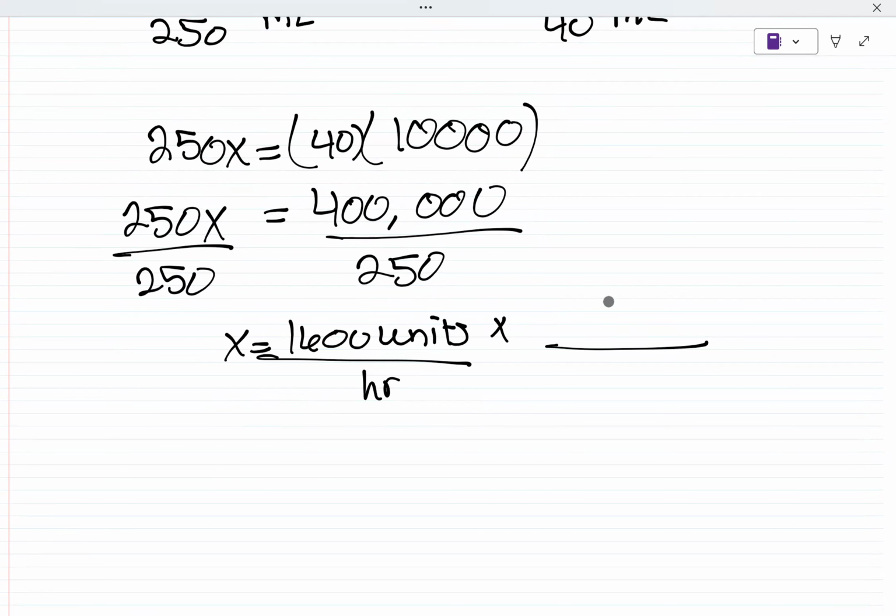And then we want to get rid of the hour. So we're infusing it for every 4 hours. And as you can see, that disappears. So you're left with 1,600 times 4, which is now 6,400 units.